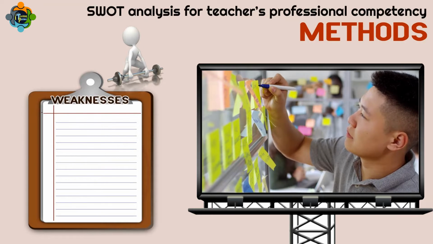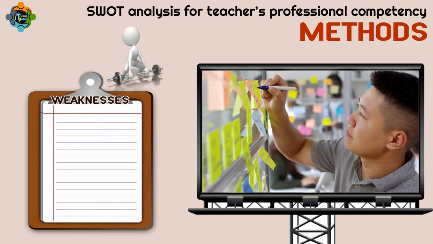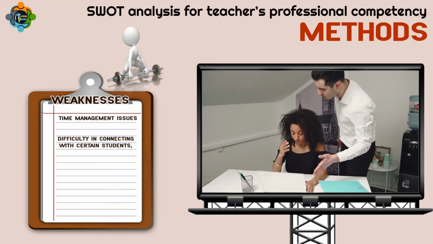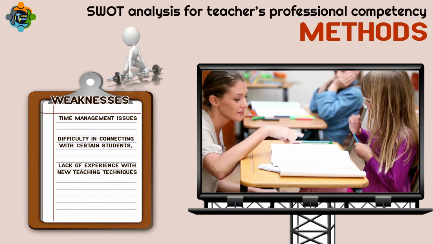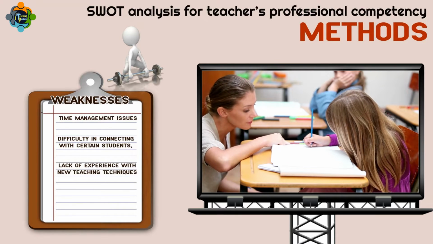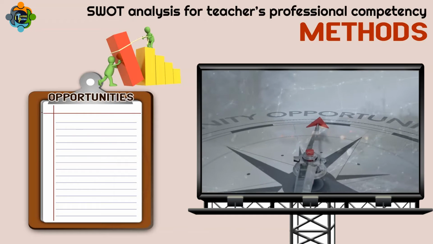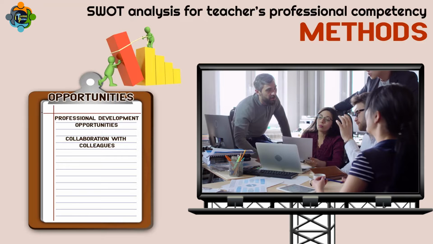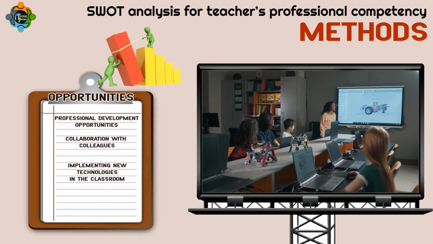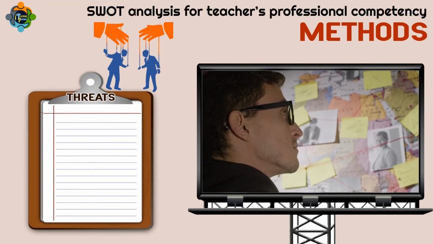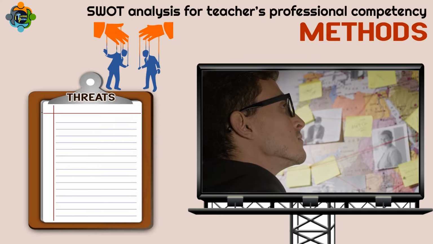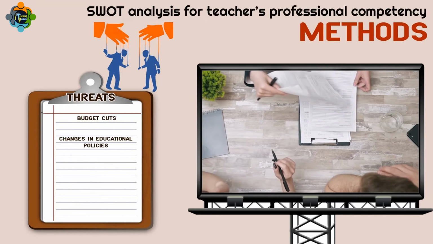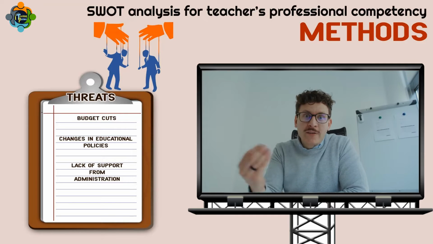Next, they should identify their weaknesses, which could include areas for improvement, such as time management issues, difficulty in connecting with certain students, or lack of experience with new teaching techniques. Teachers should also seek out opportunities for growth, such as professional development opportunities, collaboration with colleagues, or implementing new technologies in the classroom. Finally, teachers should identify internal or external threats to their success, such as budget cuts, changes in educational policies, or lack of support from administration.